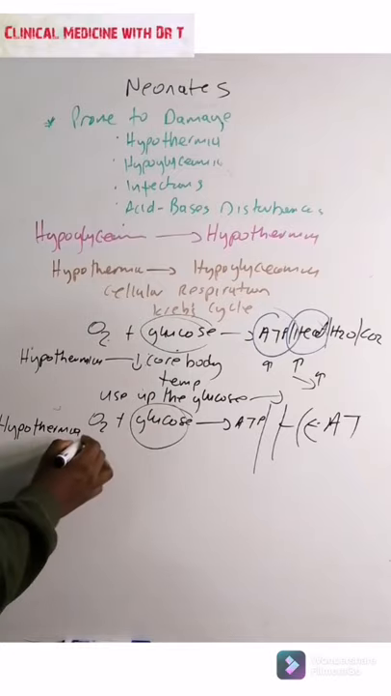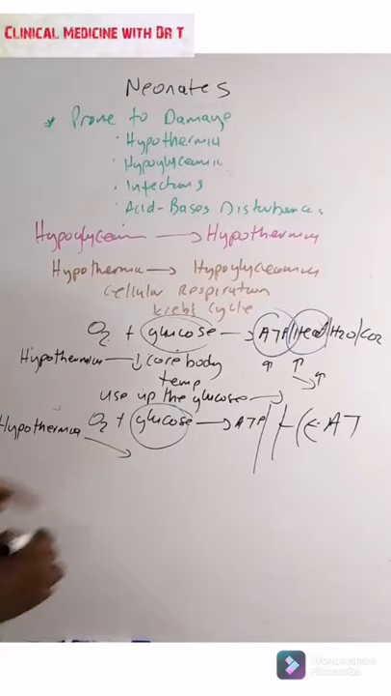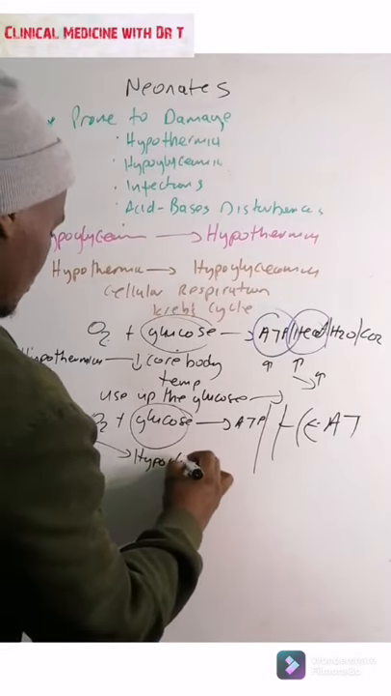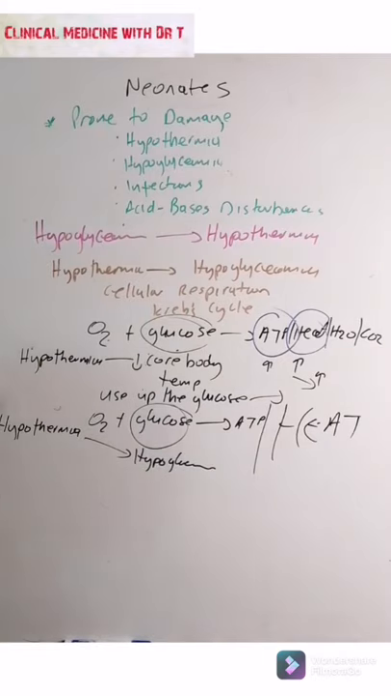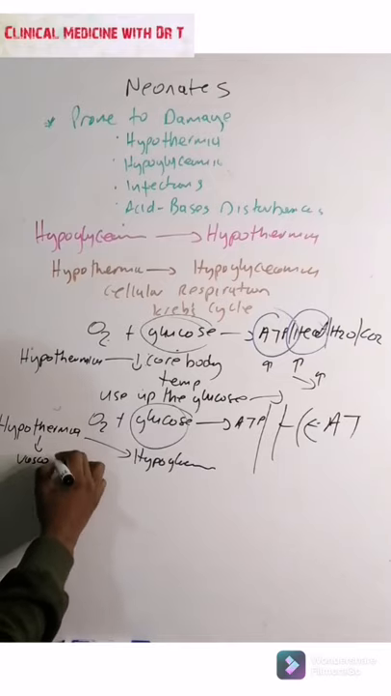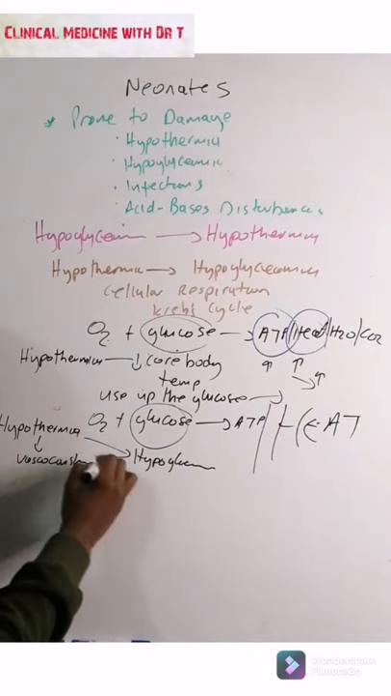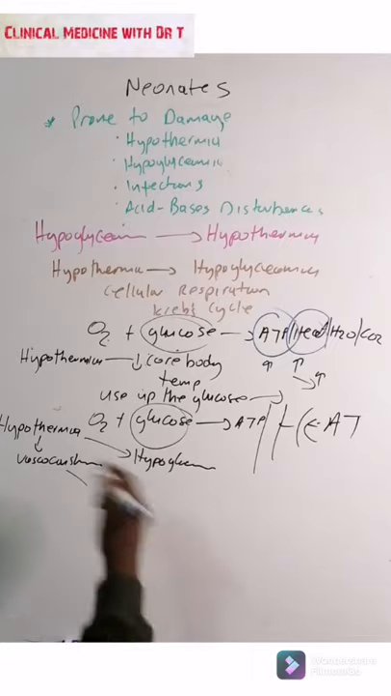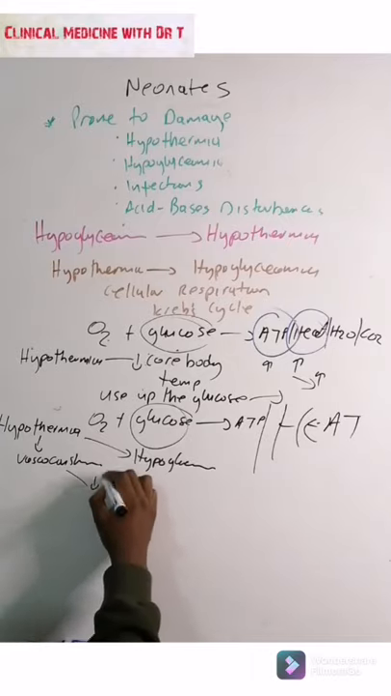So once you get hypothermia, we have explained that you run a risk of getting hypoglycemia, right? But that's not the only problem. Once you have hypothermia, like we said, you get vasoconstriction. And that vasoconstriction means that the peripheries will have reduced blood supply.